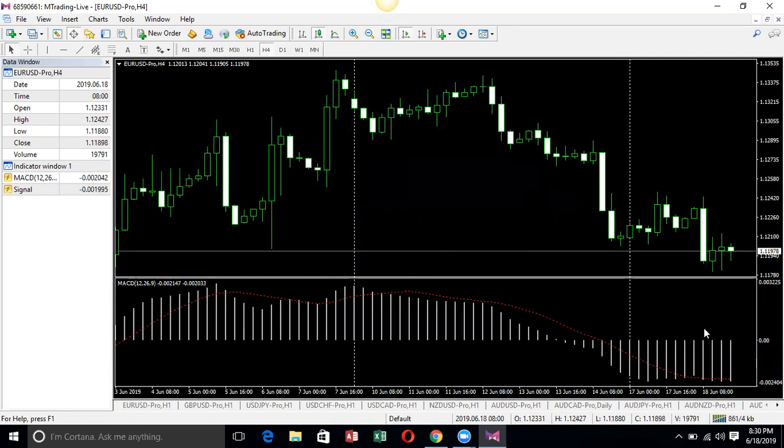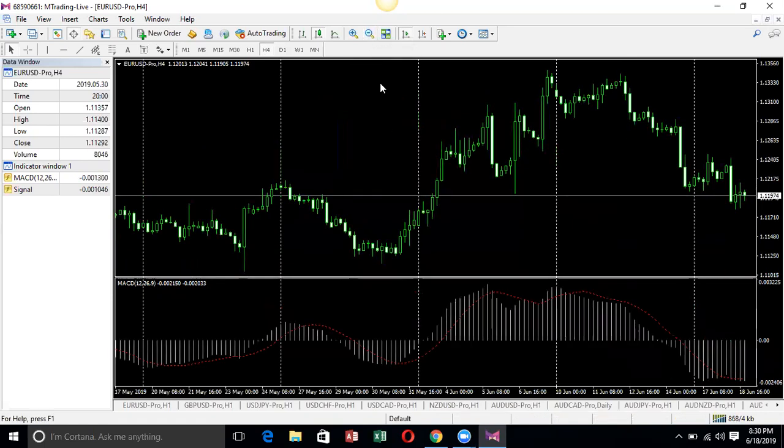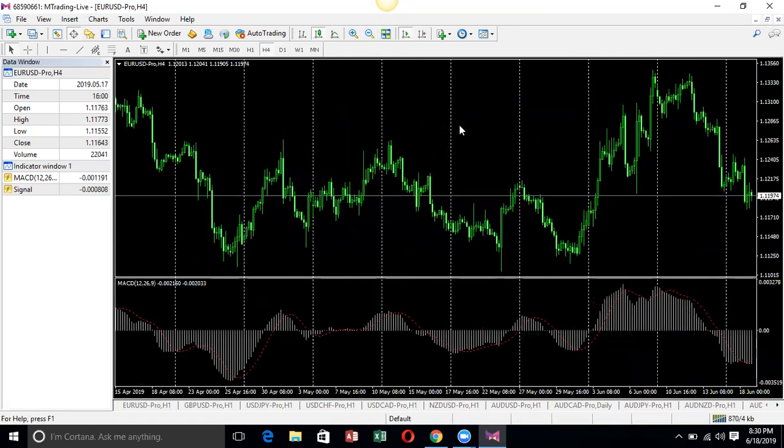Looking at this MACD, one major thing every trader must know is to identify the trend of the market. If you're able to identify the trend of the market, you will know where your focus will be. Knowing the trend of the market will guide you to know, is it the time to buy or is it the time to sell?